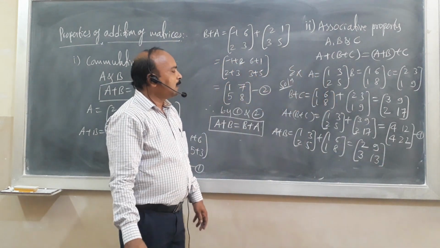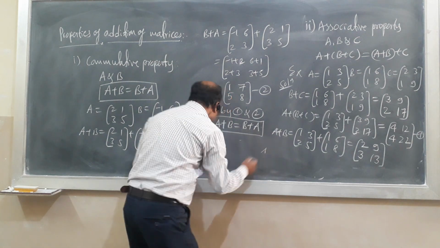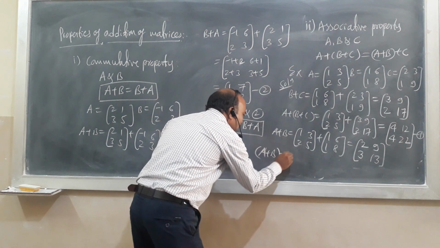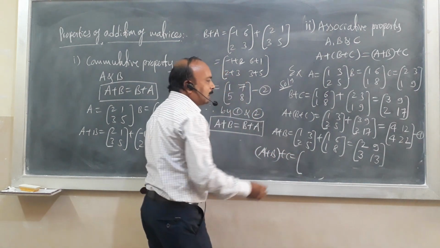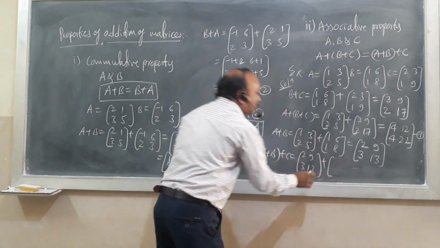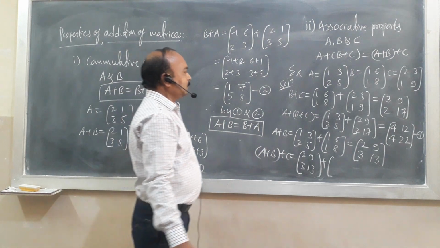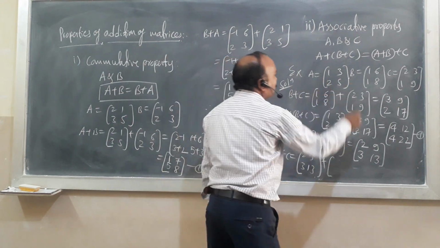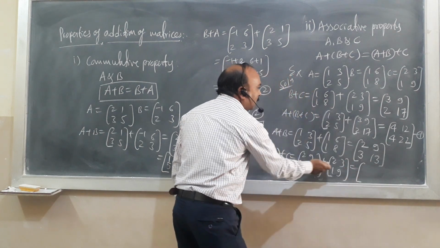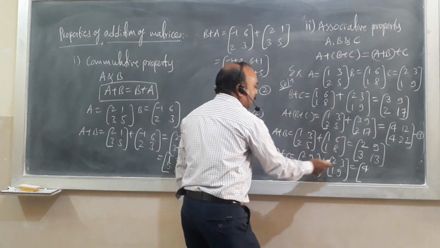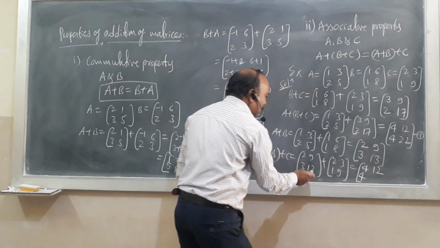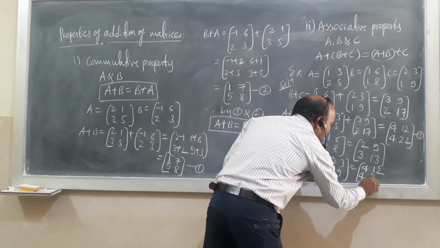Now we calculate (A plus B) plus C. A plus B we already have, 2 9 3 13, plus C value, it is 2 3 1 9. Add these two again. So 2 plus 2 is 4, 9 plus 3 is 12, 3 plus 1 is 4, 13 plus 9 is 22.